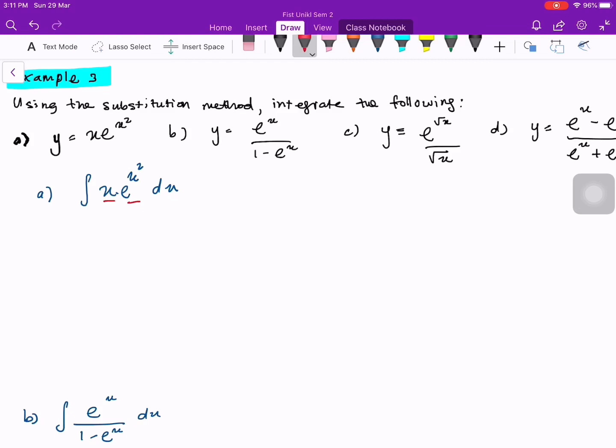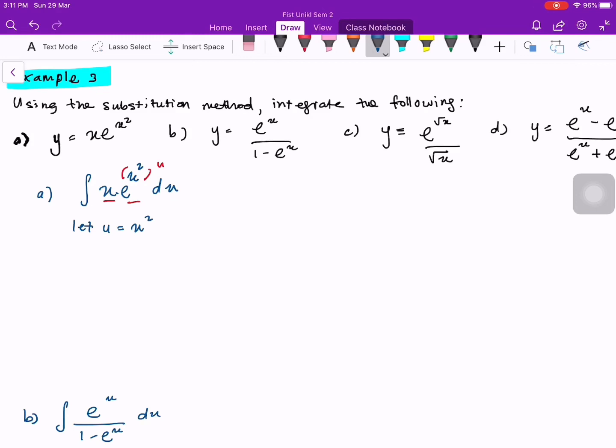Apabila melibatkan dua function ni, satu polynomial dan satu lagi adalah exponent, so untuk pemilihan u kita akan ambil the power of exponent sebagai u substitution. Okay. So lagi sekali, kalau melibatkan function yang polynomial dan juga exponent, so kita akan ambil the power of exponent sebagai u substitution. Contohnya dekat sini, kalau saya ambil now we let u is equals to x squared.